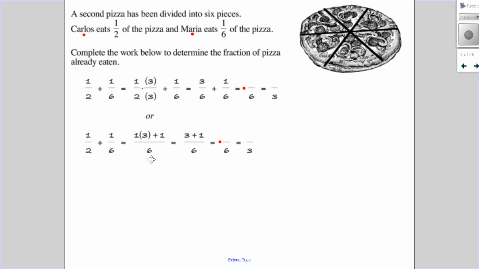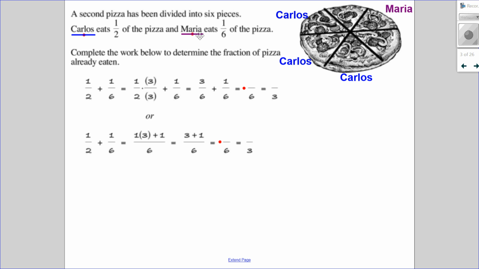Okay, what about this one here? Now we have a pizza that's divided into 6 pieces. Now Carlos eats half of the pizza. So if I cut half of the pizza, Carlos is eating half of the pizza. Maria eats 1/6 of the pizza. So she just eats that one little piece. So we want to figure out what fraction of the pizza was eaten. So this is a little different because the denominators are not the same.